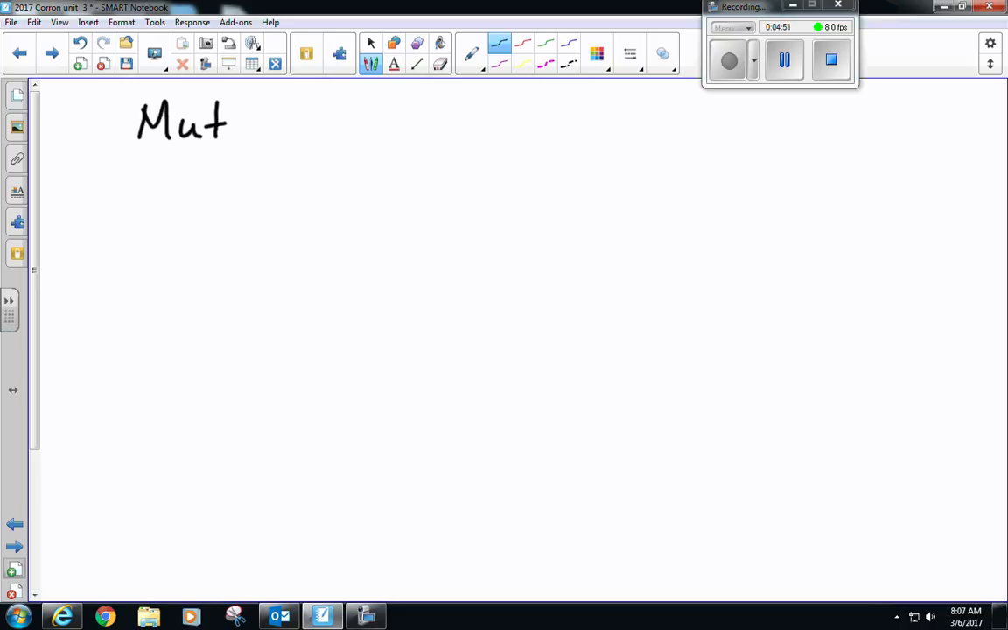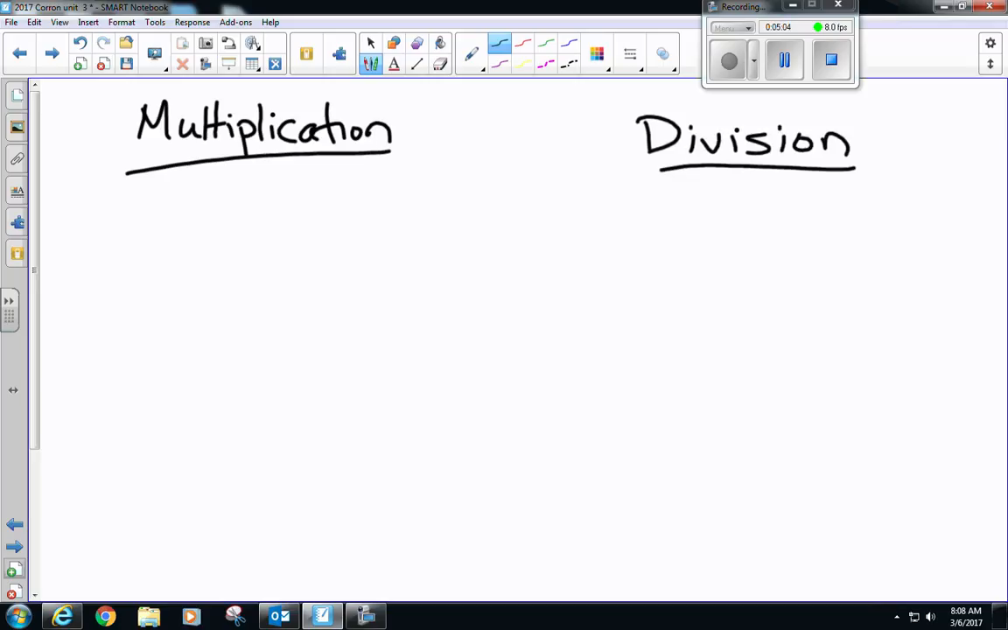I want to do it just a smidgen different. I want to have a multiplication column and a division column with a couple of examples, just so that you remember, because multiplication and division have some funky ways of writing.